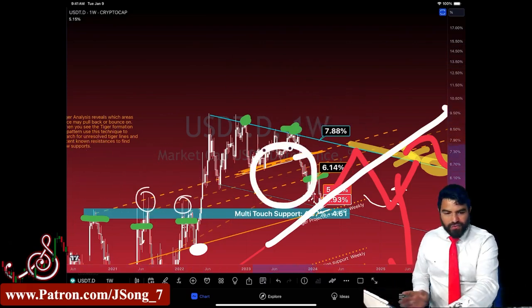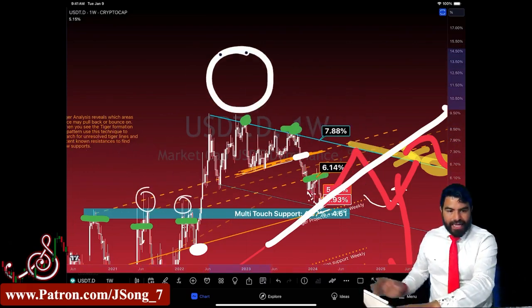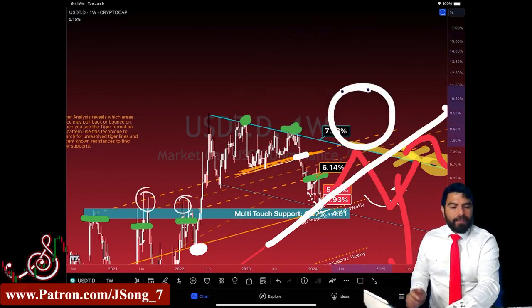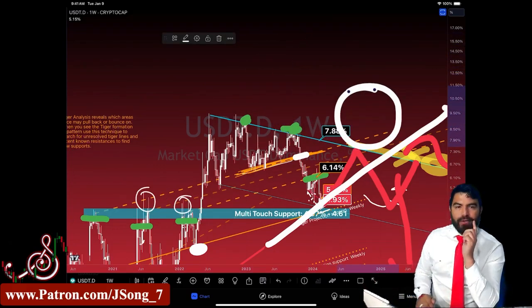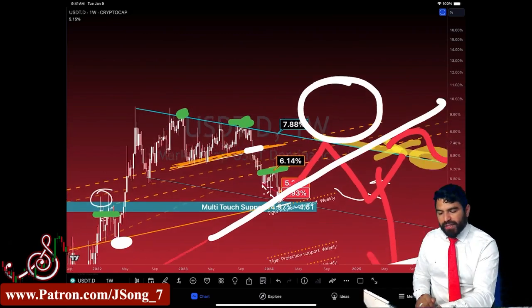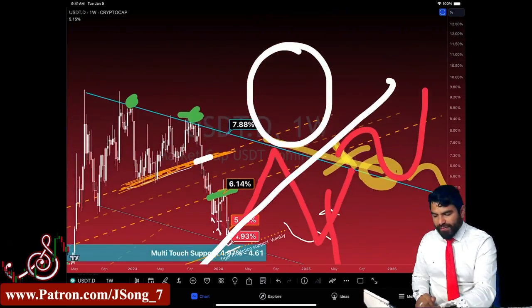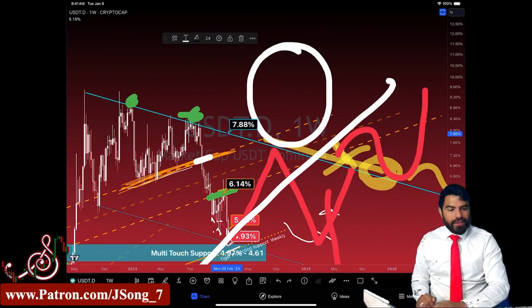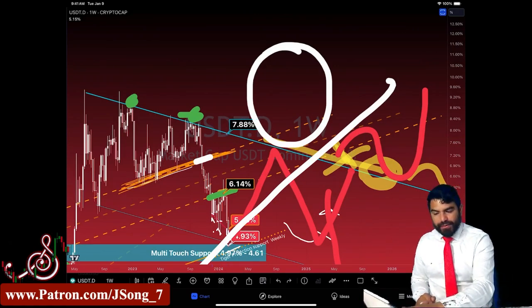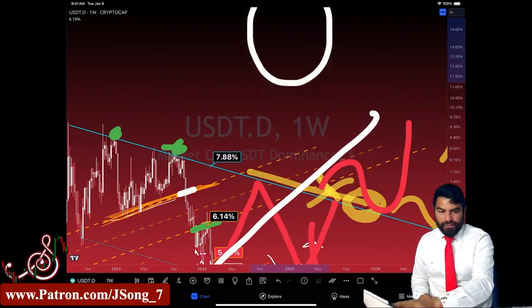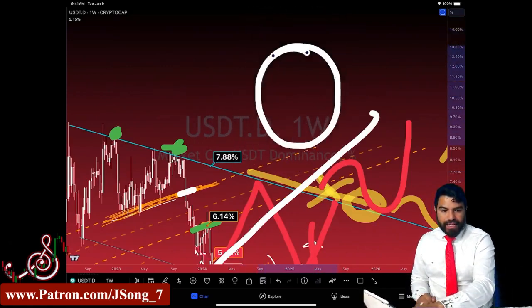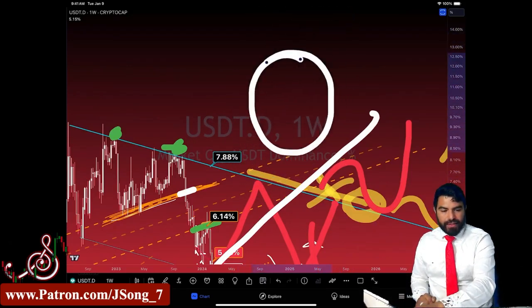This is a multi-touch flat along here on this blue line. And here's the downtrend. If we're up here in these areas, then what I'm going to do is I'm going to make a video, and if we're above that 7.88% area, somewhere around here, then I'm going to say, guys, this is very negative for Bitcoin. This would be the next area that would be very negative for Bitcoin.